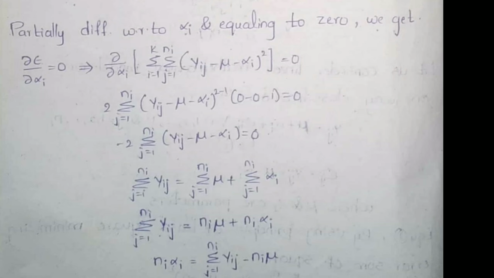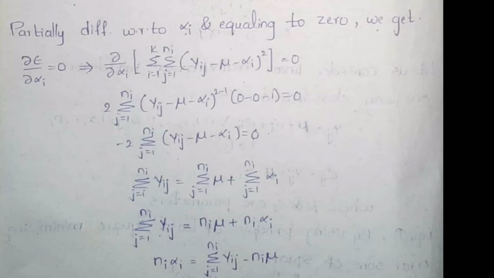So finally we get minus 2 summation j ranges 1 to ni, yij minus mu minus alpha i equals 0. Equating to 0, we get summation j ranges 1 to ni, yij minus mu minus alpha i equals 0. Now we apply the individual summation: summation j ranges 1 to ni, yij equals summation j ranges 1 to ni mu plus summation j ranges 1 to ni alpha i.